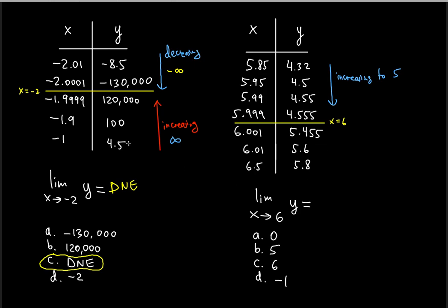So we can say it is increasing to 5. Now, on the other hand, the right-sided limit, starting from the larger x values, 6.5, 6.01, 6.0001, the y values seem to decrease, right? It's getting smaller, 5.8, 5.6, 5.4, 5.5. So we can say decreasing to 5, right? Because as you can see, the line x equal to 6 is right between 4.5 and 5.4.